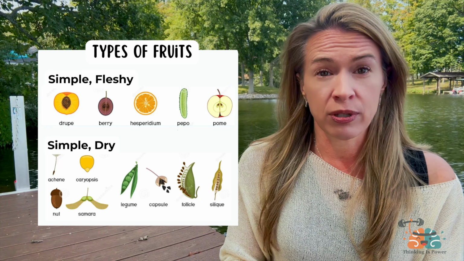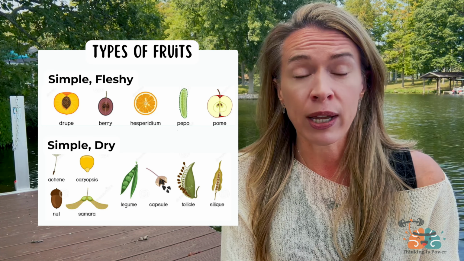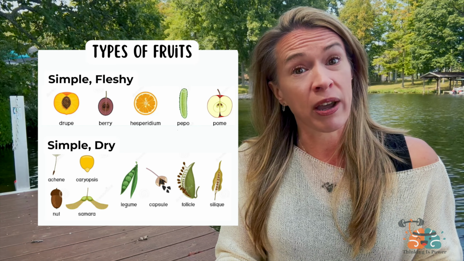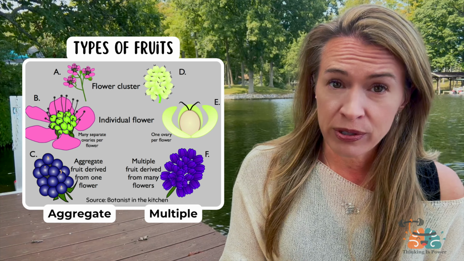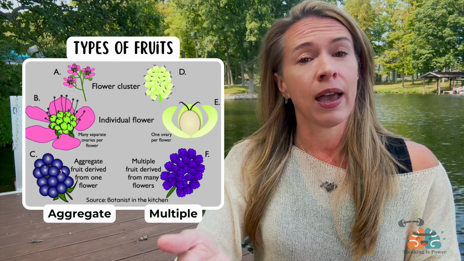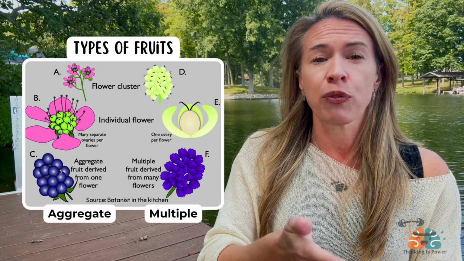Fruits vary a lot depending on the species, and they're classified by their structure, texture, and the number of ovaries involved in their formation. For example, simple fruits develop from a single ovary of a single flower. They can be fleshy or dry. Aggregate fruits are formed from multiple ovaries of a single flower, and multiple fruits are formed from many flowers packed together.